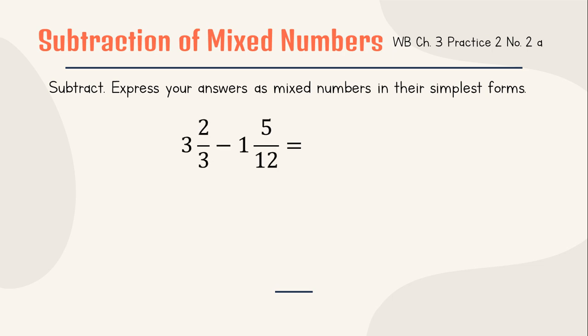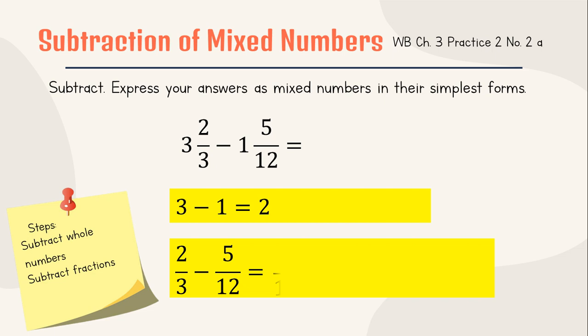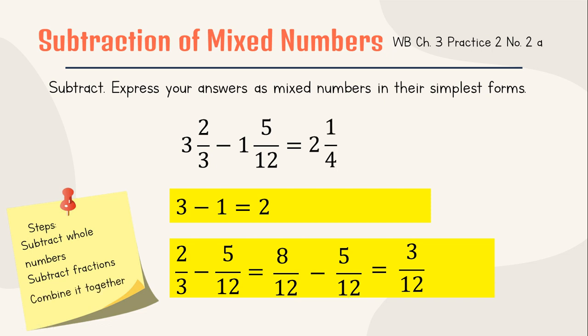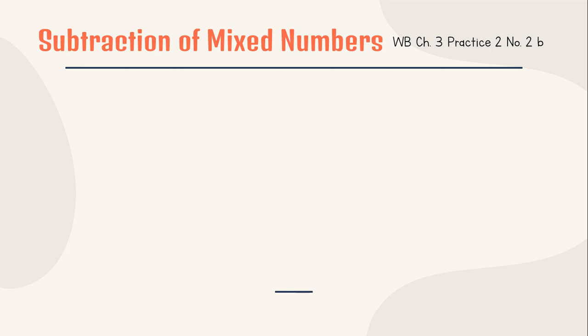This one is an equation. Subtract the whole numbers at first. Once again, it is not 3 minus 1, but okay, this one is the case of when you have enough. So 3 minus 1 is 2, 2/3 minus 5/12, 8/12 minus 5/12 equals 3/12. Combine it together, then you will have 2 1/4. Why? Because 3/12 is divided by 3. Any questions regarding that? You may leave your questions in the comment section, or you may ask me through Edmodo, okay?